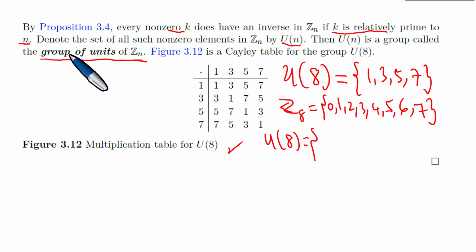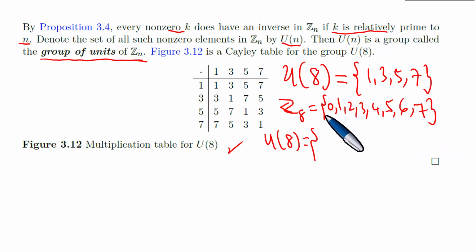Now denote the set of all such non-zero elements in Zn by Un. So now we're looking at the group of the units. Every non-zero K does have an inverse in Zn if K is relatively prime to N. So we look for the integers that are relatively prime to N. So let us look at these. What are the integers that are relatively prime to 8, for example, in this set here?